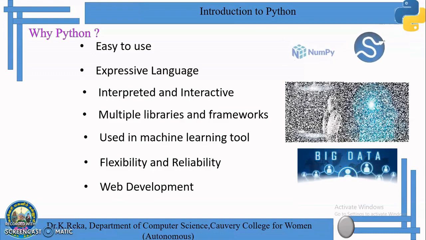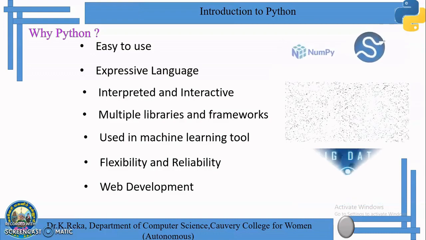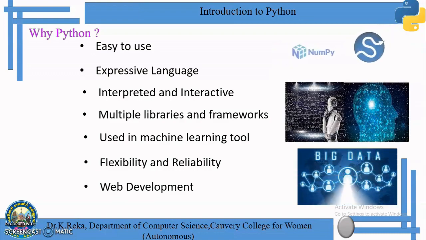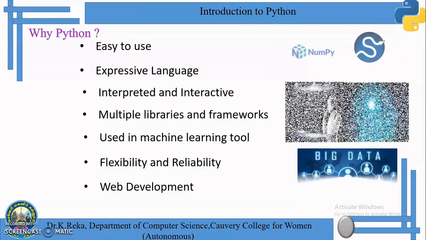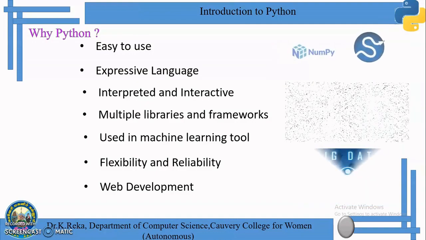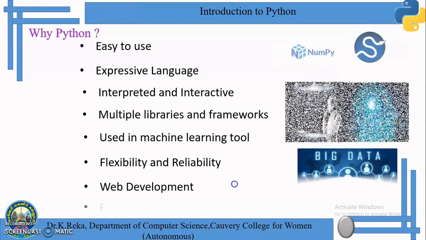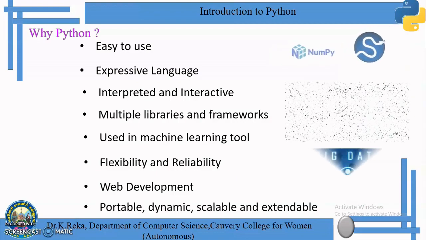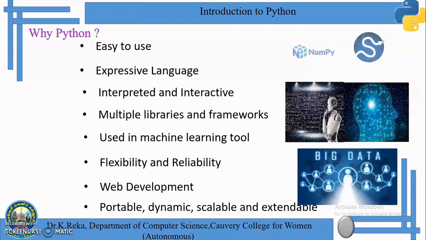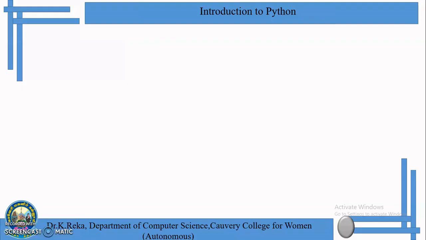Python is one of the most popular programming languages to be used in web development owing to the variety of web development platforms built over it like Django, Flask, etc. And Python is a portable, dynamic, scalable, and extendable language.